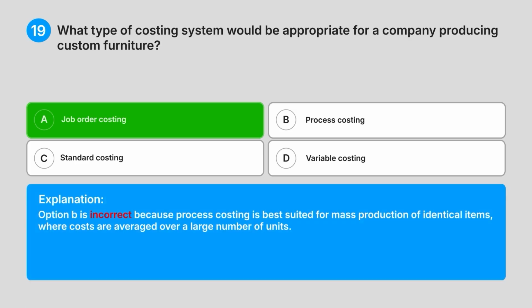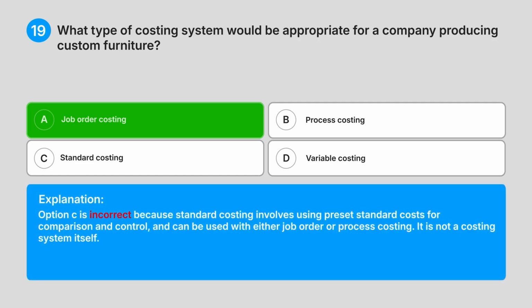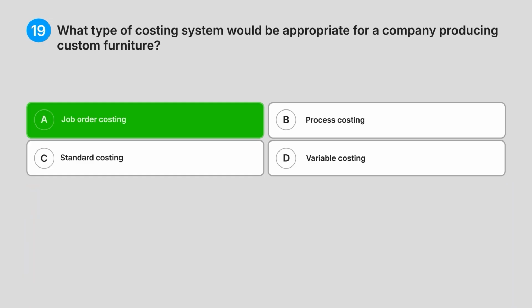Option B is incorrect because process costing is best suited for mass production of identical items, where costs are averaged over a large number of units. Option C is incorrect because standard costing involves using preset standard costs for comparison and control, and can be used with either job order or process costing. It is not a costing system itself.